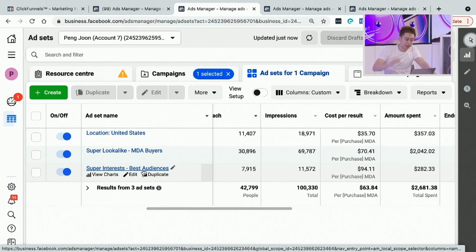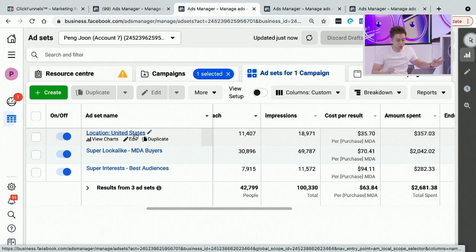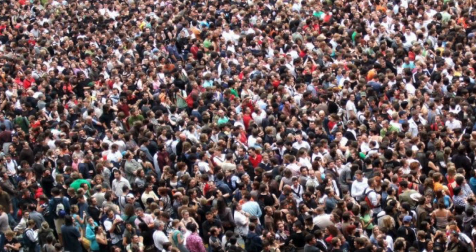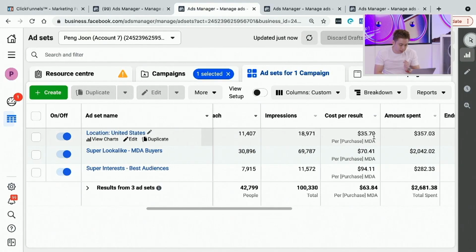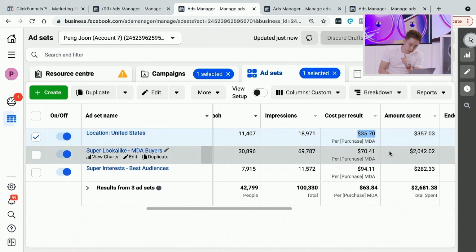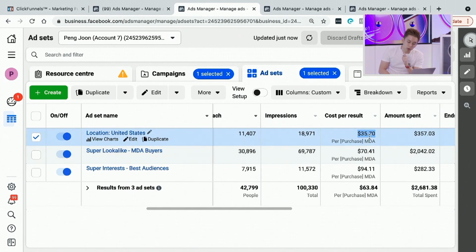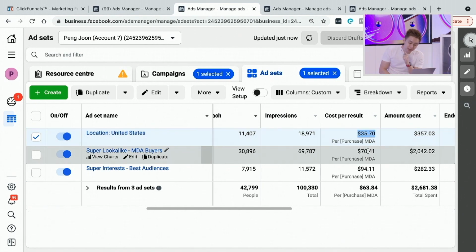Then there is the best audience over here. But you'll notice that this is the one that's super broad. It's anybody as long as they live in the US, which is targeting, I don't know, a few 100 million people. But notice that this over here, isn't this crazy? The cost of acquiring a customer is actually less than half. It's about half of how much it costs us to acquire a customer from a pretty hot audience.